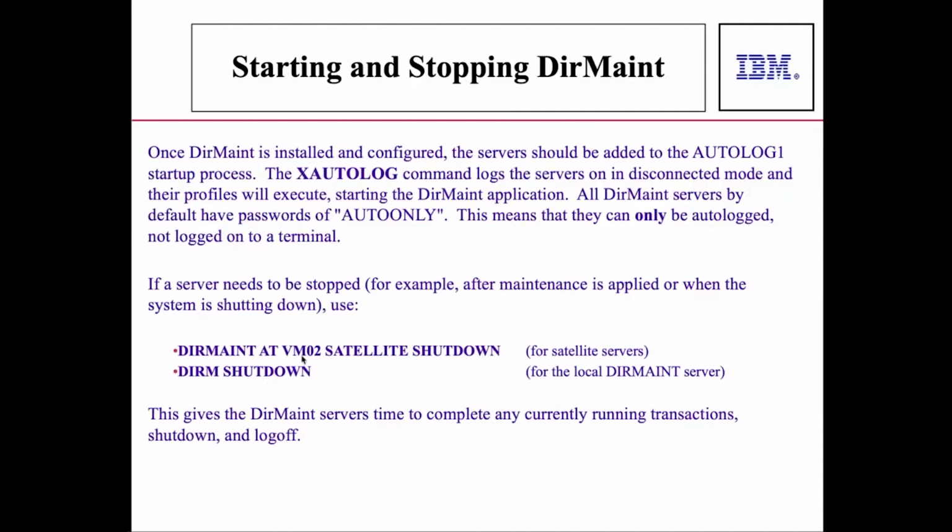You can shut down a satellite by telling it which one to shut down. You can say DIRM DATAMOVE SHUTDOWN and which one. There are commands to shut every one of those down. And it's nicer to do it that way in case there's something in process that will get finished before it logs off.